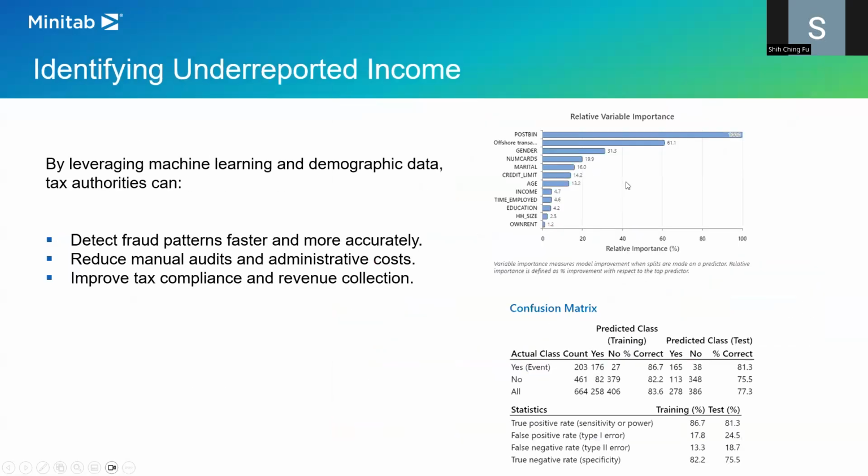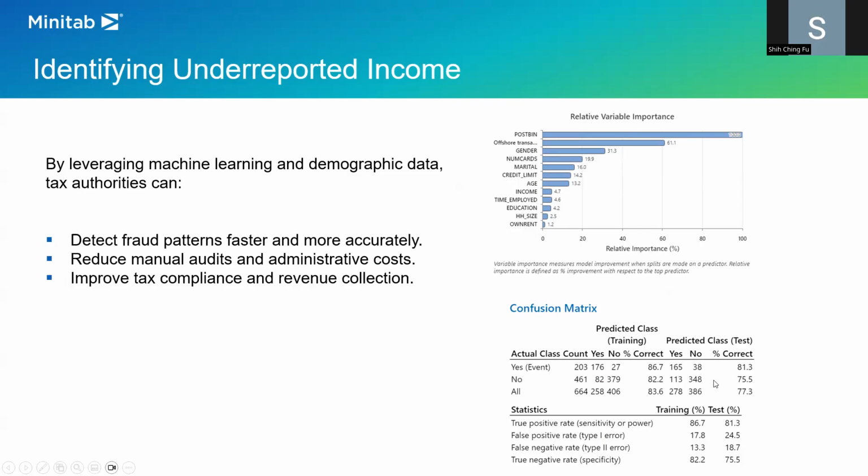Looking further, what are the most important variables? We say relative important variables. First is post bin. Where do you live? Whether it's within or outside the city center. Number of transactions is another key factor, and also gender. So these are the top three drivers, or variables associated with the chance of tax fraud.